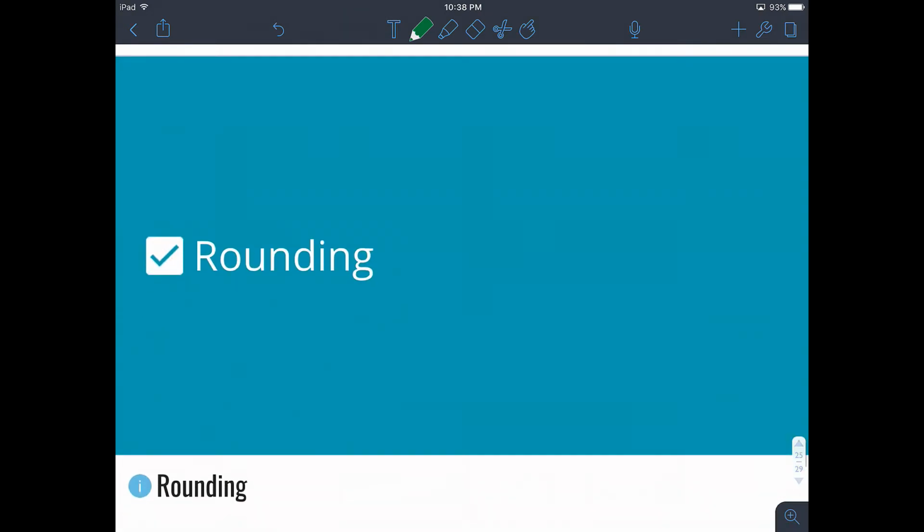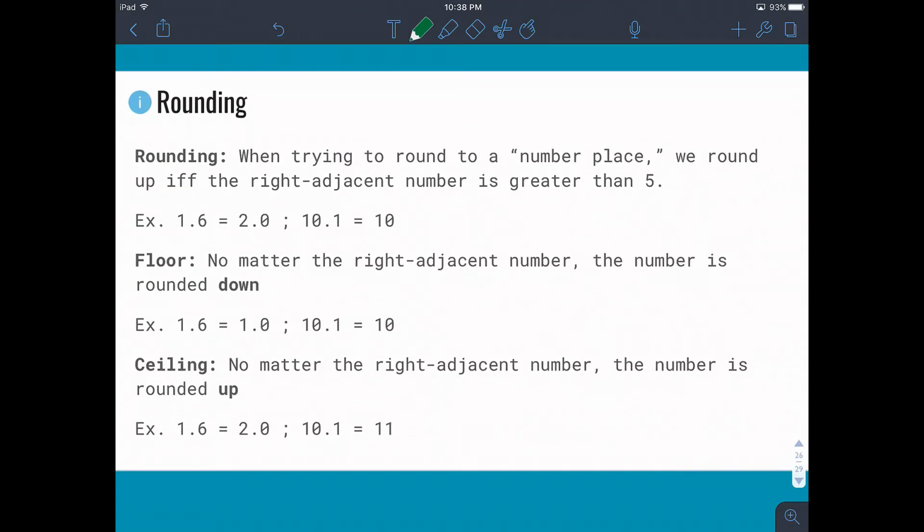Rounding. When trying to round to a number place, we round up if and only if the right adjacent number is 5 or greater. For example, 1.6 is 2.0. 10.1, that number is not greater than 5, so we'll round down to 10.